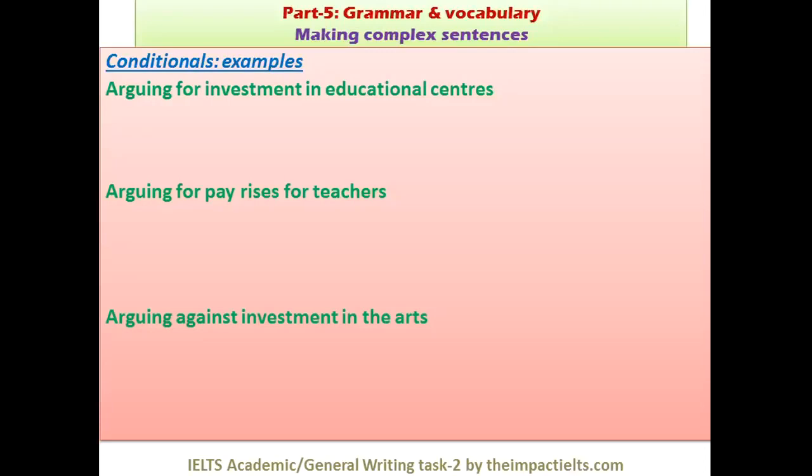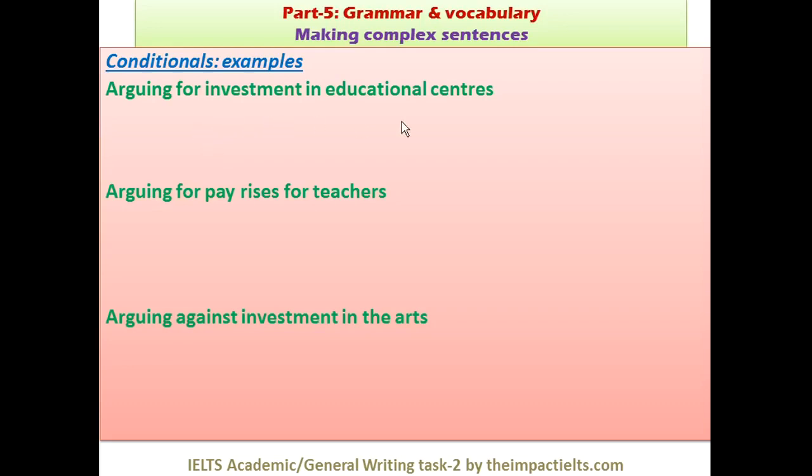Hello again, and we have just seen the lessons on conditional sentences and how to use them correctly. Many times, students come up with a question: how to use conditional sentences while writing? We don't know where to use them. Just to find a solution to that, I'm using conditional sentences in this video in three types of topics so that you can really understand how they can be used, and in what situation in your writing they can be used. The first example is arguing for investment in educational centers.